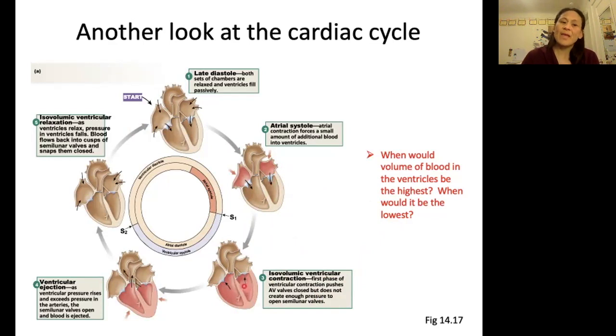Okay. The volume of blood in the ventricles is going to be the lowest at the start of ventricular diastole. So kind of here, isovolumic ventricular relaxation. When you have ejected all the blood that you're going to eject, and you're going to start to relax, but you're not yet filling up with more blood, okay?